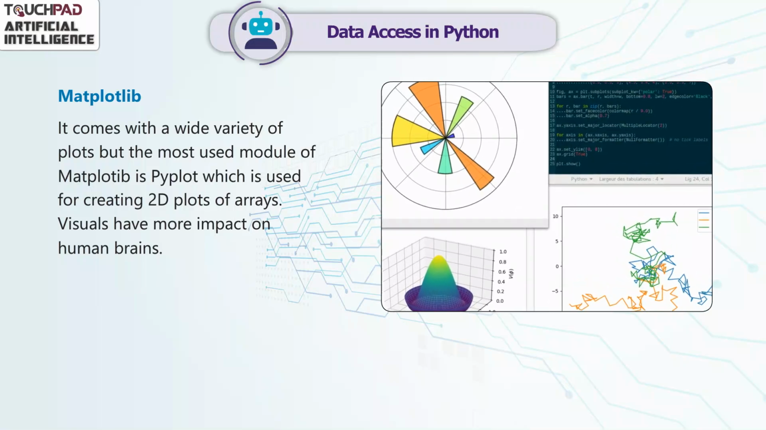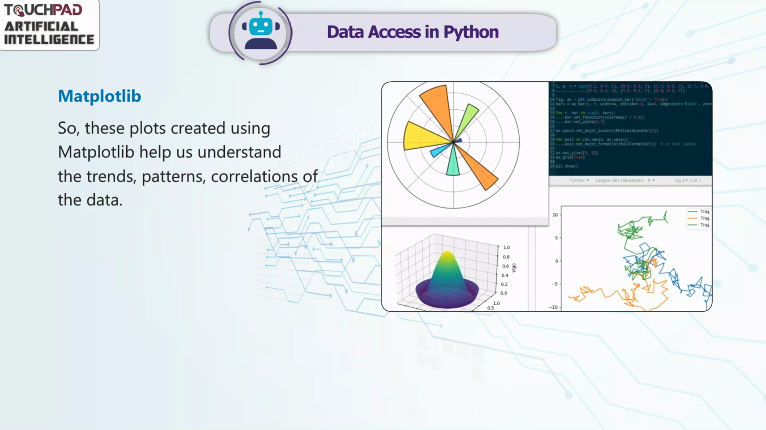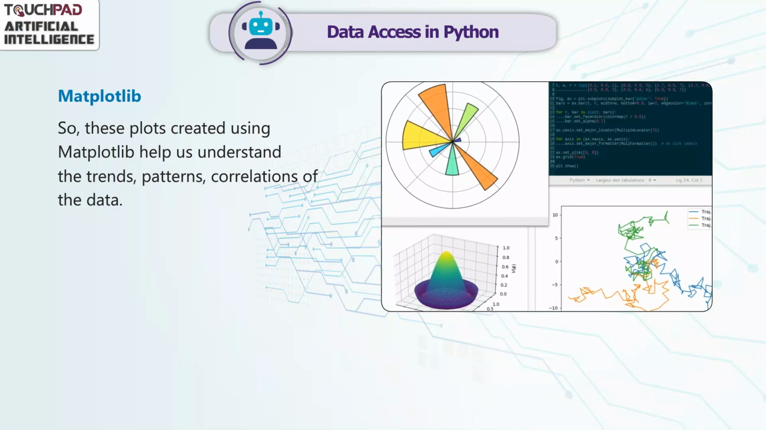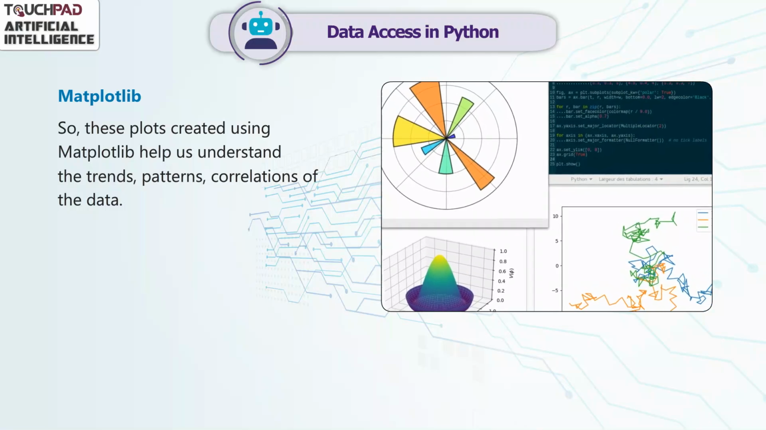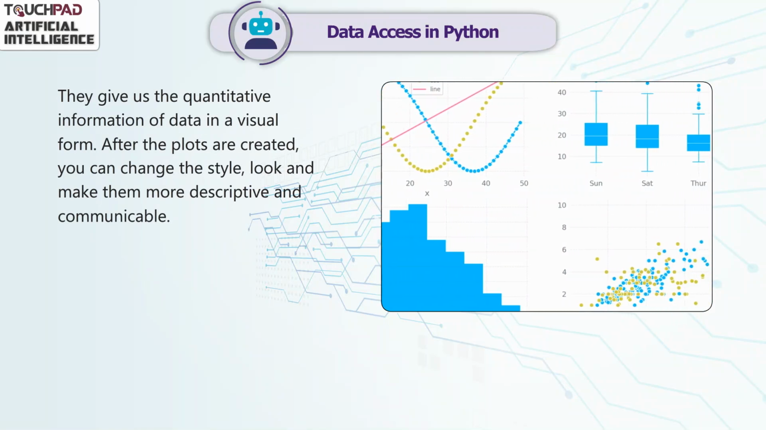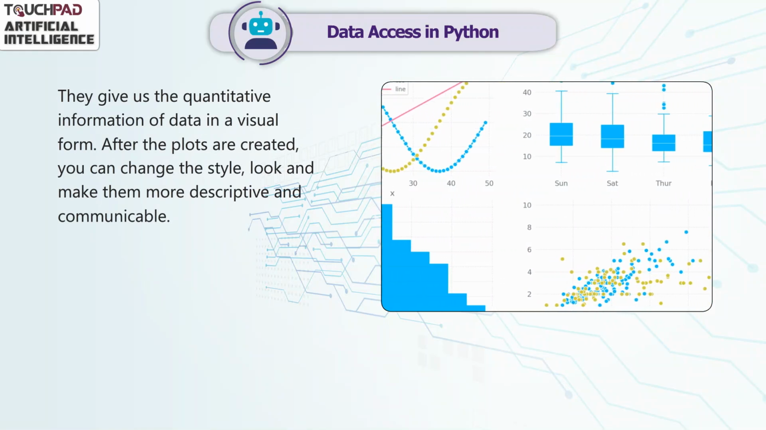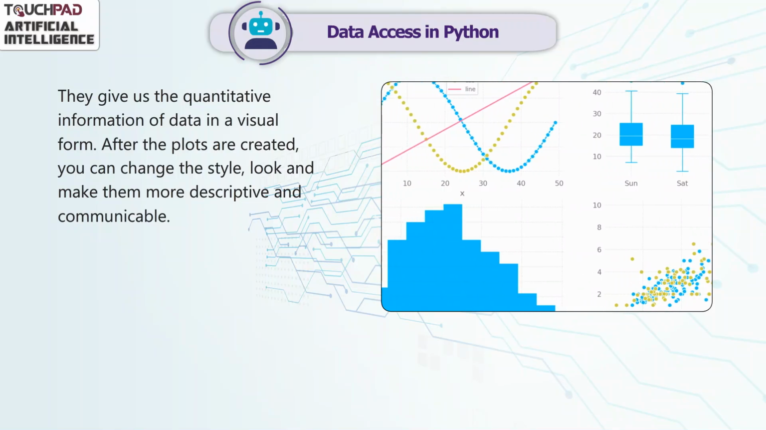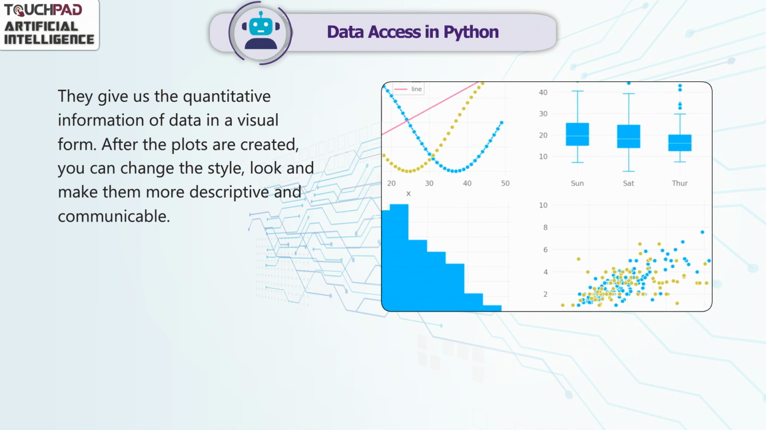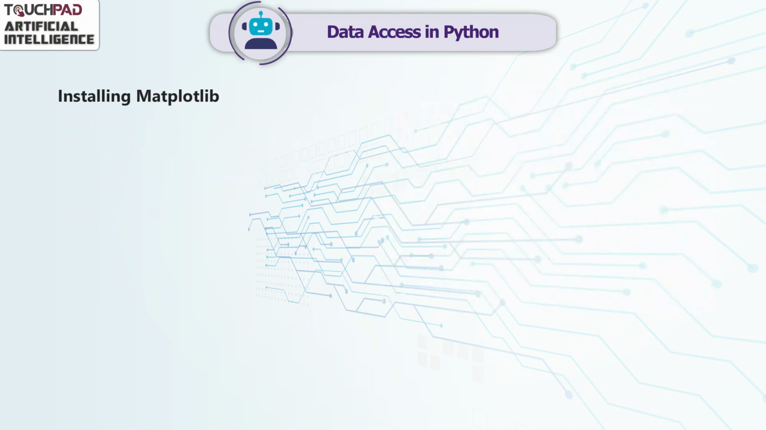Visuals have more impact on human brains, so these plots created using Matplotlib help us understand the trends, patterns, and correlations of the data. They give us the quantitative information of data in a visual form. After the plots are created, you can change the style and look, and make them more descriptive and communicable.